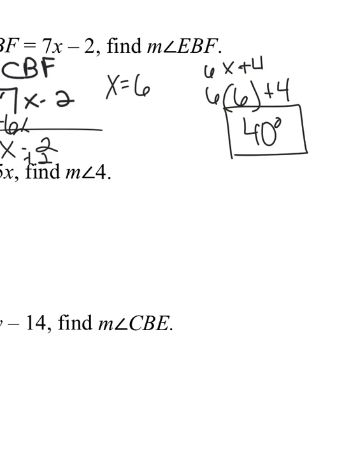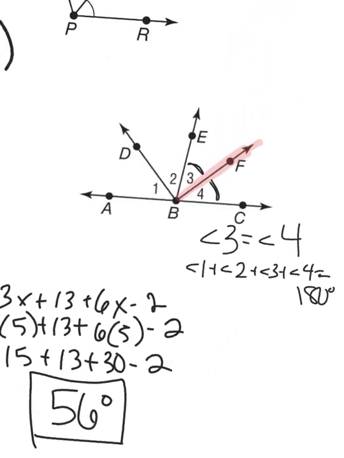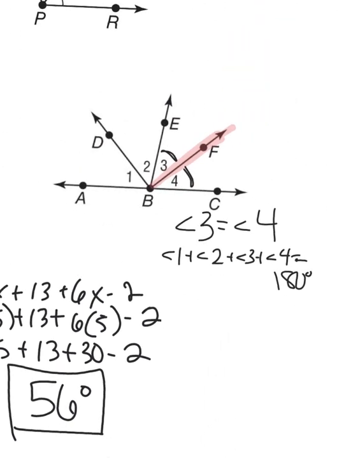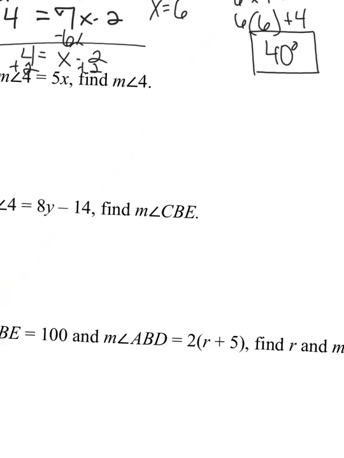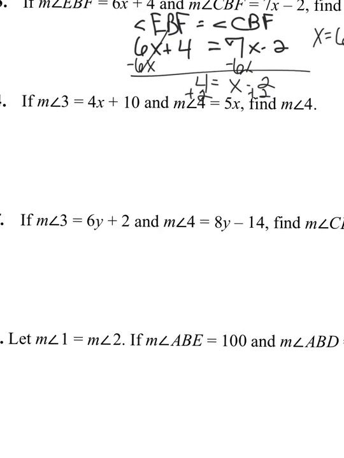So the next question says, if the measure of angle 3, so I'm going back to that same image, if the measure of angle 3 equals 4x plus 10, and the measure of angle 4 equals 5x, find angle 4. So once again, I'm talking about the angle that was bisected. So the two pieces are equal to each other. So now we go back to the question. So angle 3 is equal to angle 4.